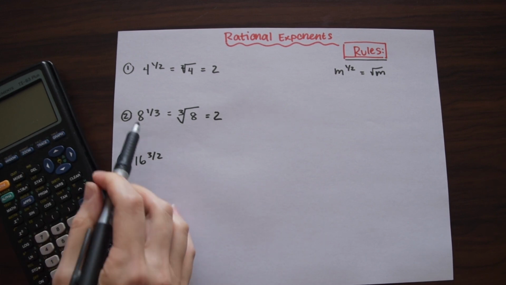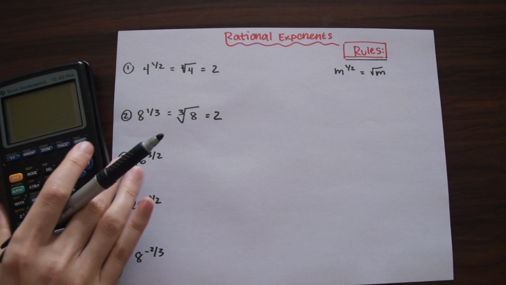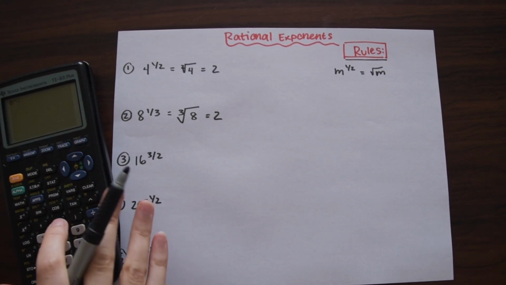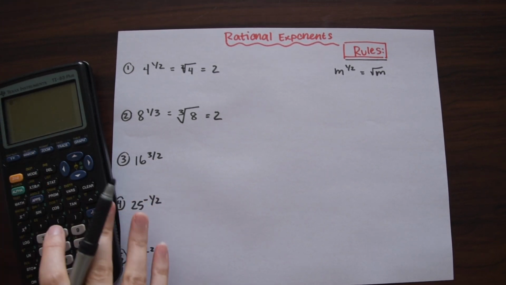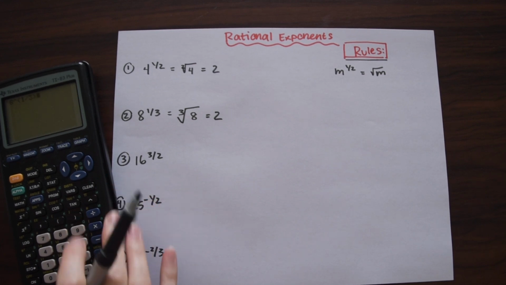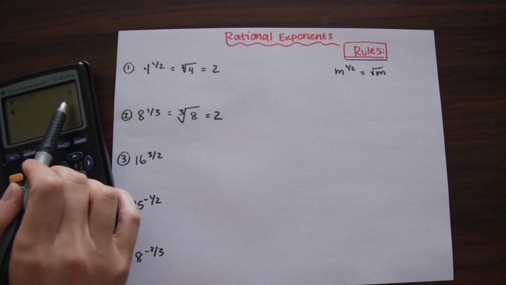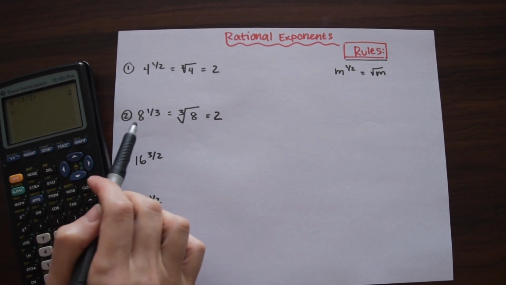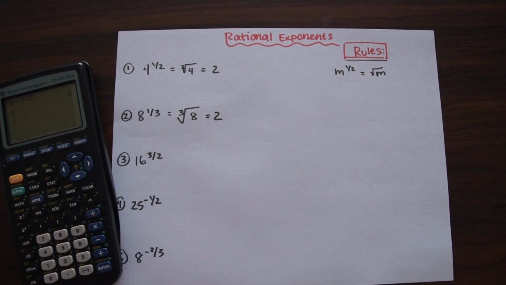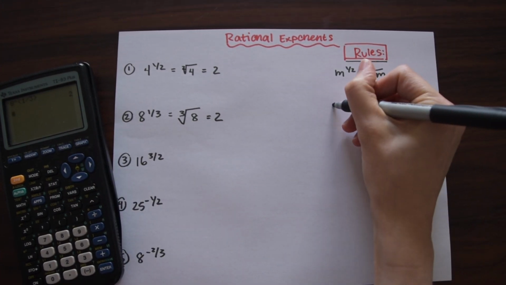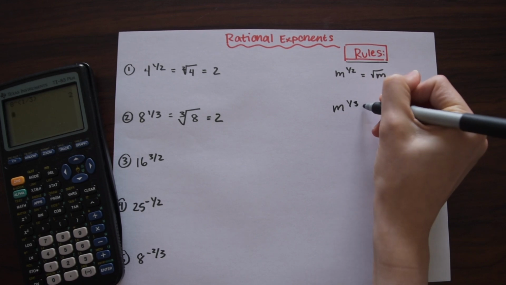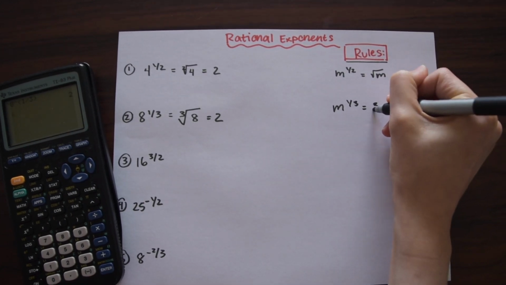And the cool thing about these questions is, if you ever forget a rule, you can always plug this into your calculator. If we go 8 raised to the 1 divided by 3, we actually get 2 also. So you can always double check yourself for these kinds of problems. And if we want to write a rule for this, we would say m raised to the 1/3 power is equal to the cubed root of m.